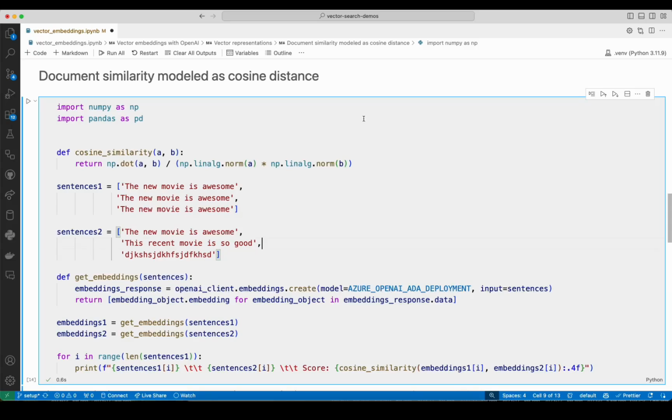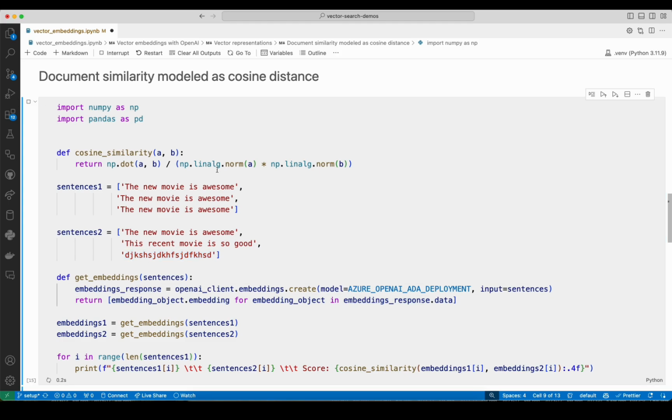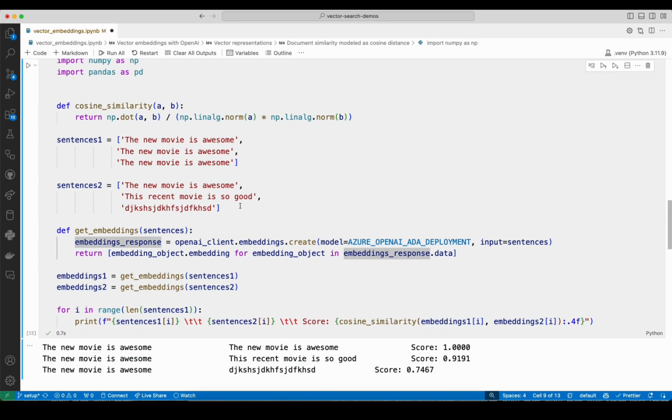Now let's look at cosine similarity for some OpenAI embedding vectors. So we're going to use NumPy to compute the cosine similarity. And then we have these sentences to compare here. So we're basically going to compare this sentence against itself, against a similar sentence, and against a completely dissimilar sentence. So let's go ahead and run this and check out the results.